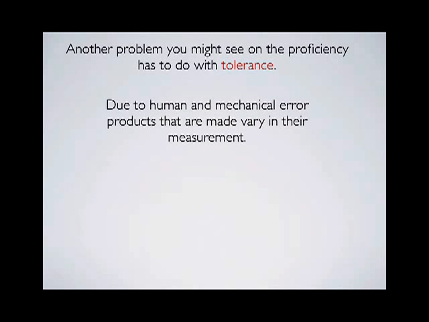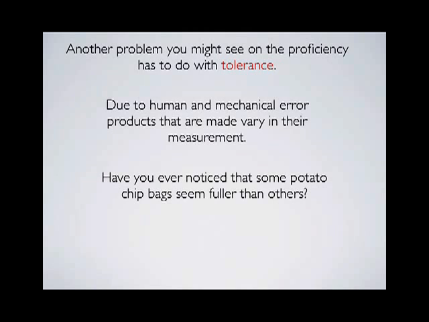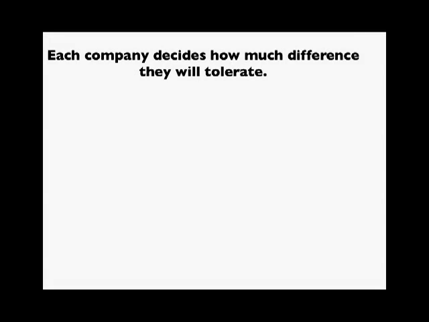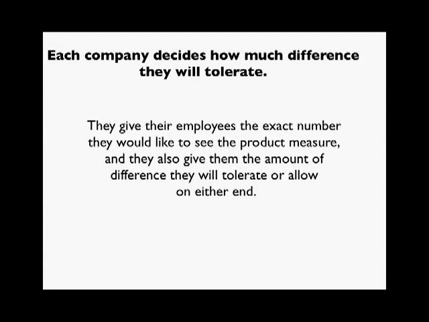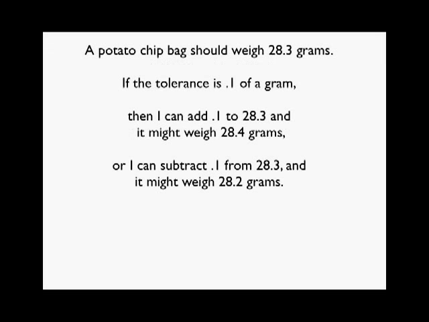Another problem you might see on the proficiency has to do with tolerance. Due to human and mechanical error, products that are made vary in their measurement. Have you ever noticed that some potato chip bags seem fuller than others? Each company decides how much difference they will tolerate. They give their employees the exact number they would like to see the product measure, and they also give them the amount of difference that they will tolerate or allow on either end.